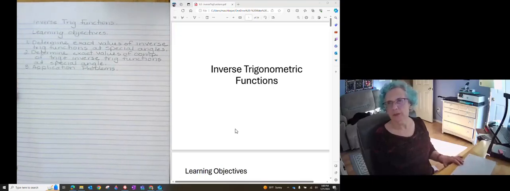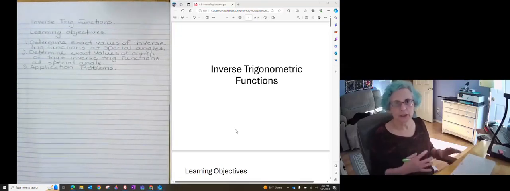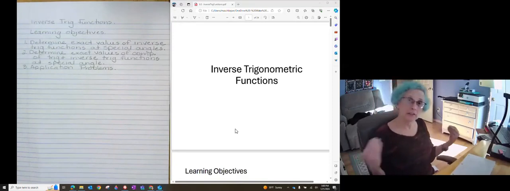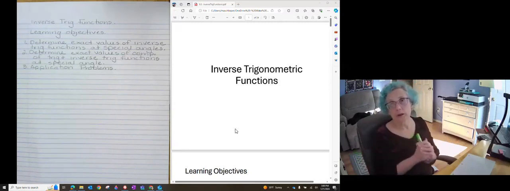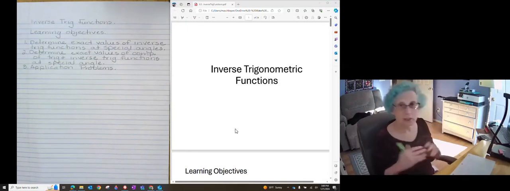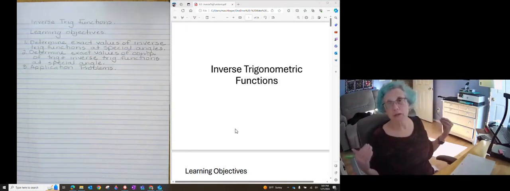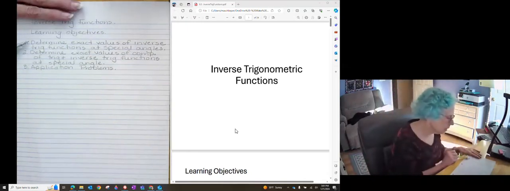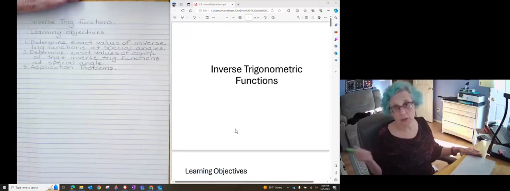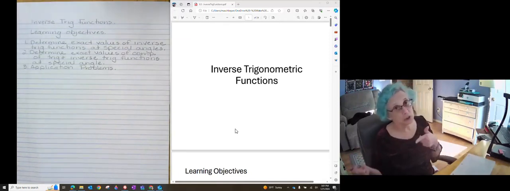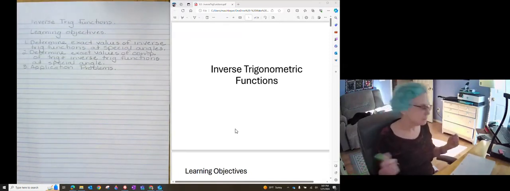So now that we're feeling pretty comfortable with trig functions, let's start talking about inverse trig functions. That's going to allow us to solve a lot of application problems, being able to compute inverse trig functions. So our learning objectives for the next little while are to determine exact values of inverse trig functions at special angles, because you don't get your calculator for test 2.